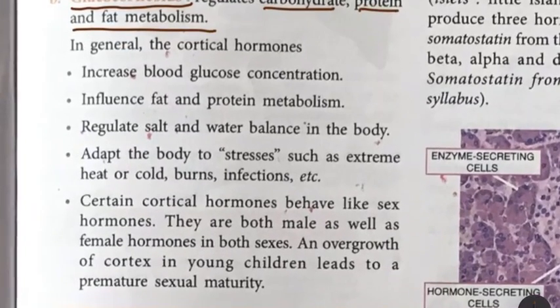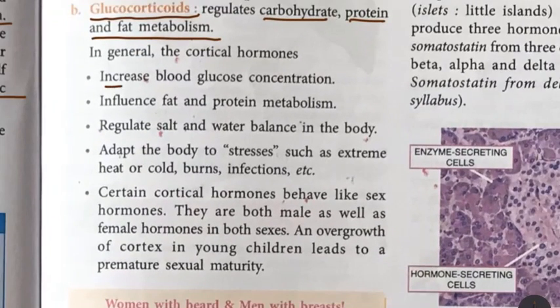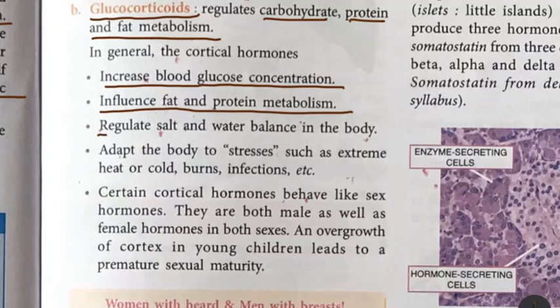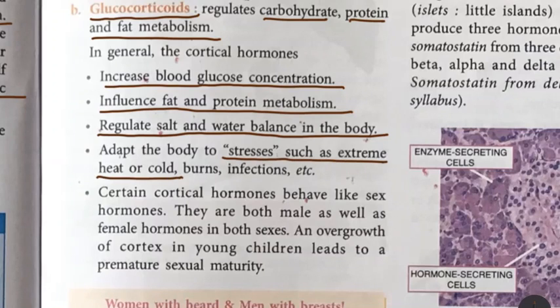So in general, the cortical hormones increase blood sugar concentration. They influence fat and protein metabolism. They regulate salt and water balance in the body. They adapt the body to stresses such as extreme heat or cold, burns, infections, that is when you're sick. Okay, and there are certain cortical hormones which behave like sex hormones. They are both male as well as female hormones in different sexes, of course. In males they are the male hormones, in females they are the female hormones.